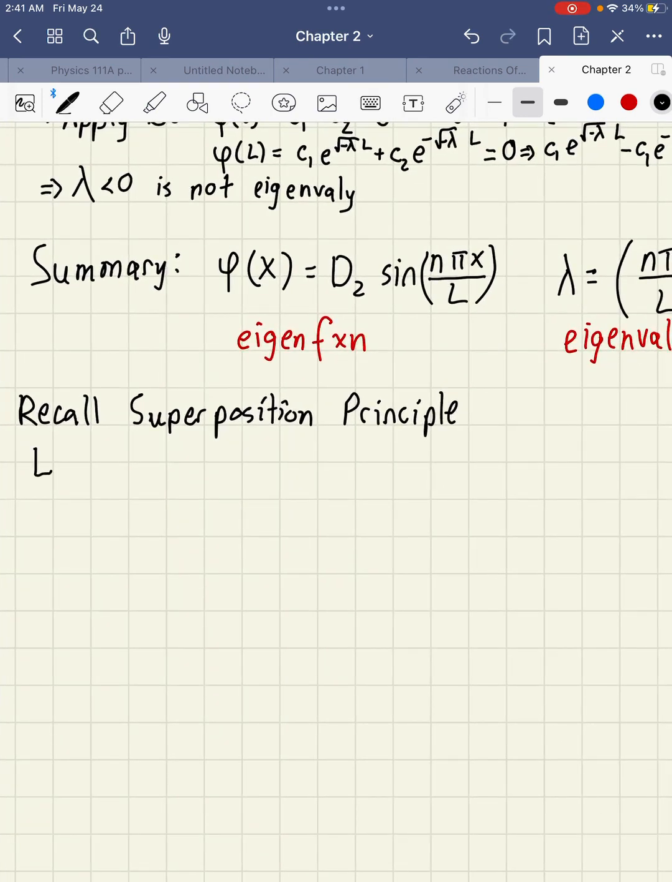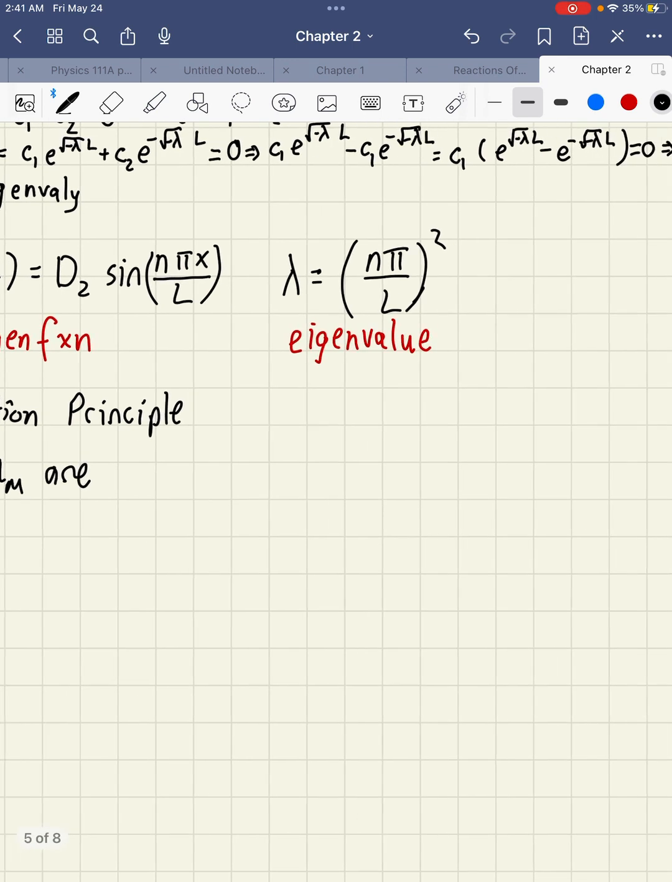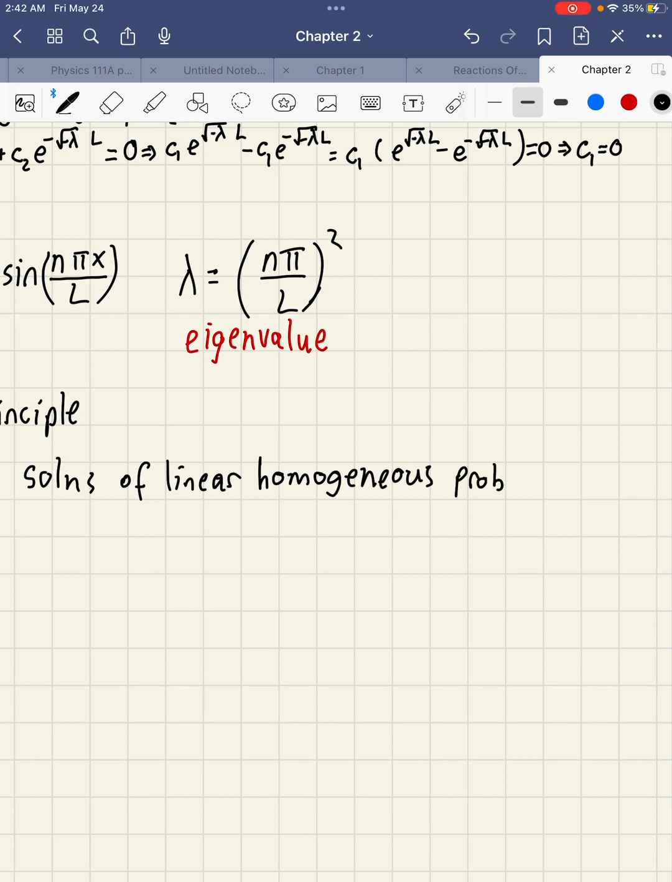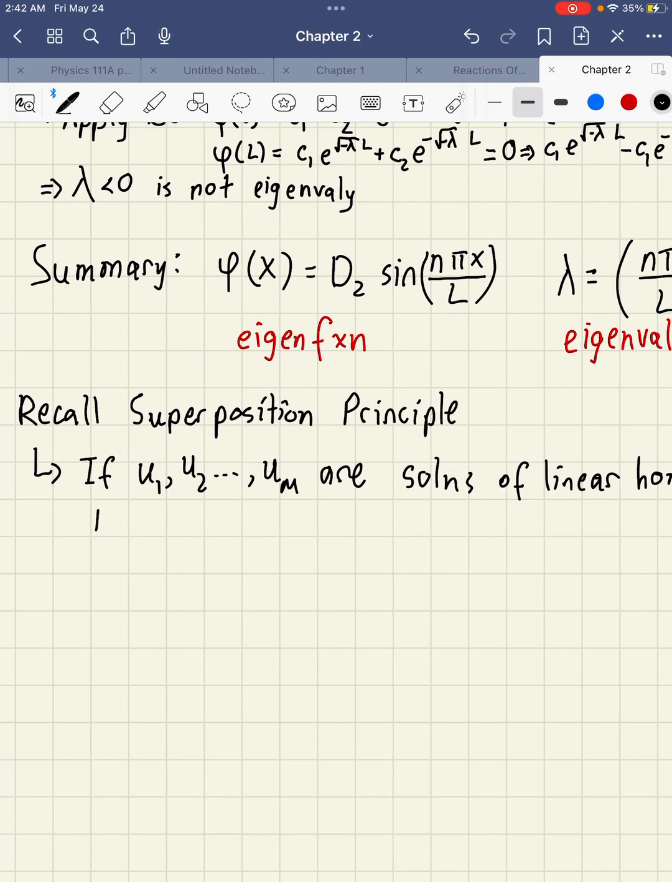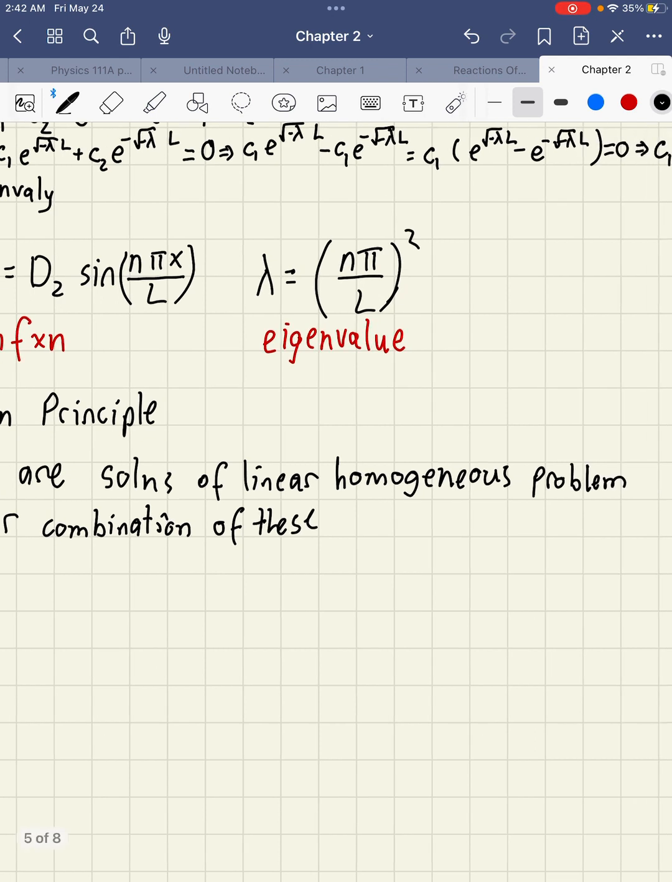The superposition principle states that if we have multiple solutions, u1, u2, till u sub m, which are solutions of a linear homogeneous problem, then any linear combination of these is also a solution.